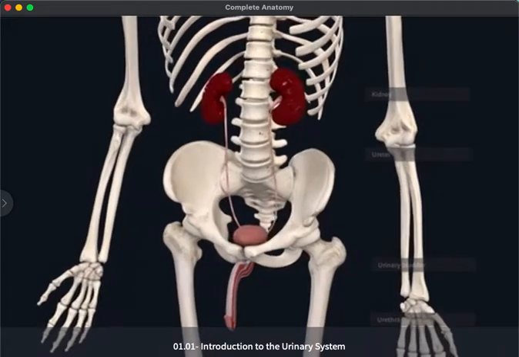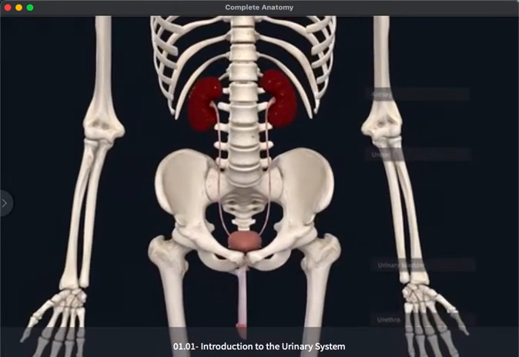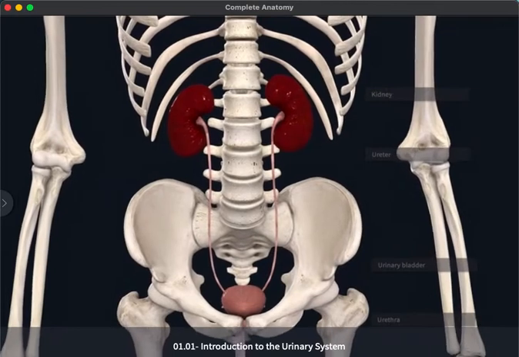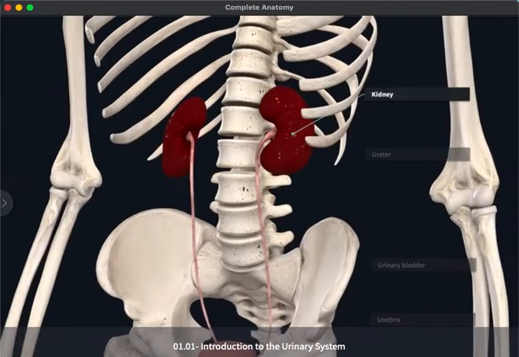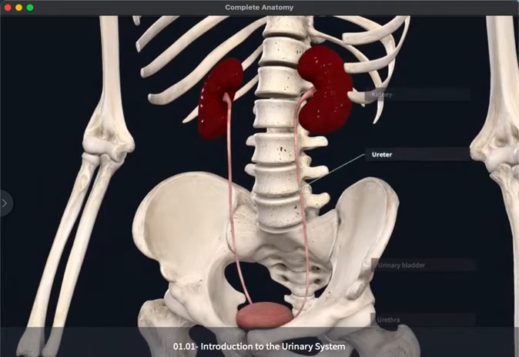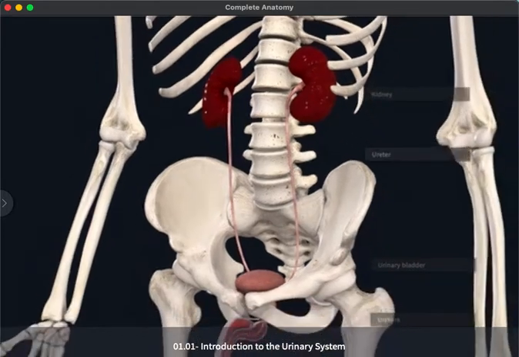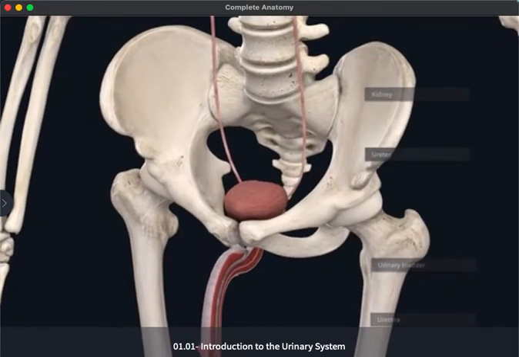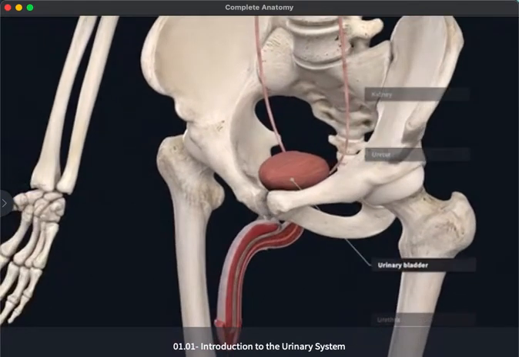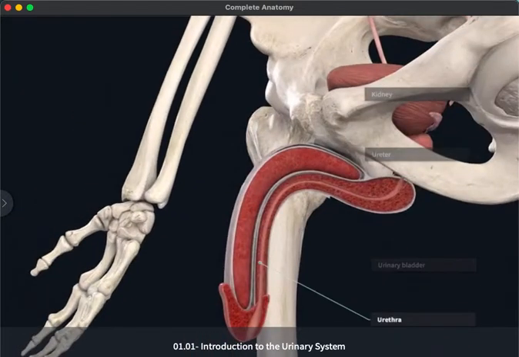The urinary system, also often referred to as the renal system, is going to consist bilaterally of the kidneys on both the right and left sides, as well as the ureter on both the right and left sides. These are going to coalesce or come together inferiorly within the pelvis, where it meets up with the urinary bladder to then drain out through the urethra.